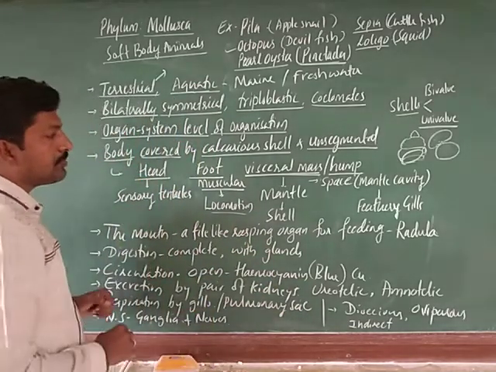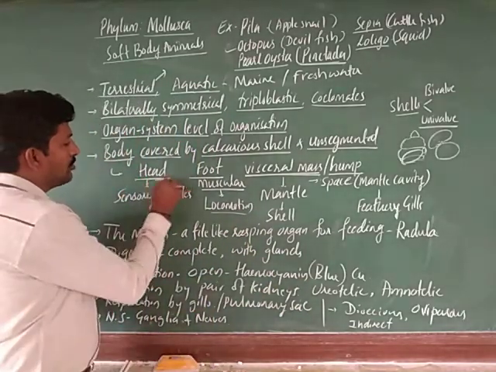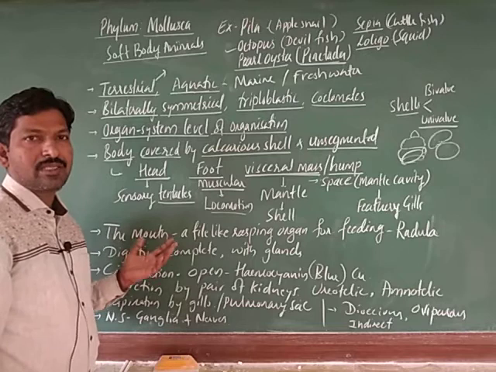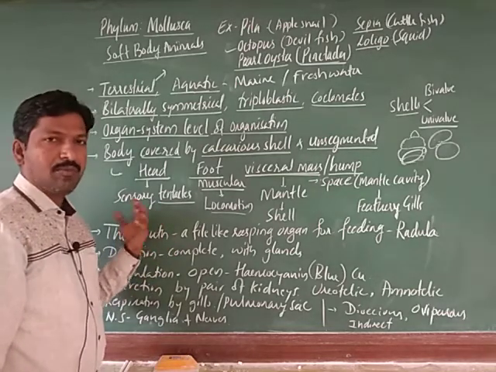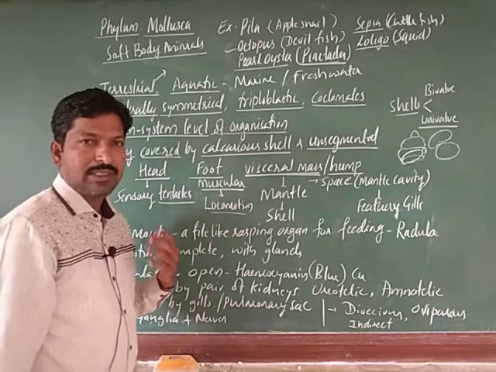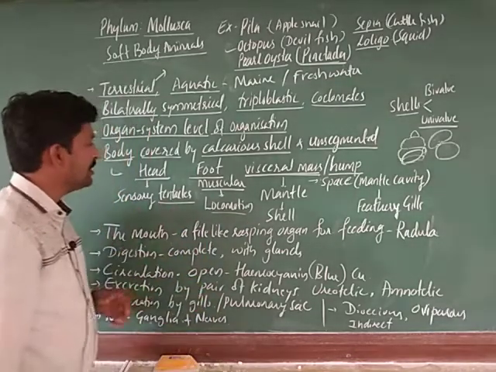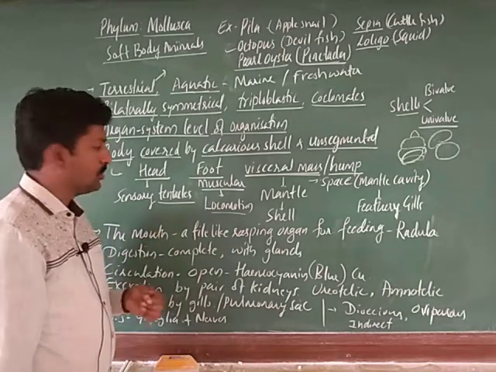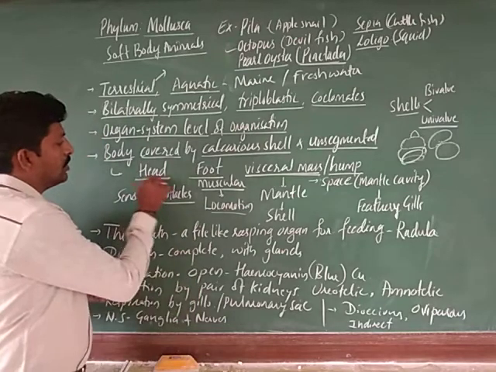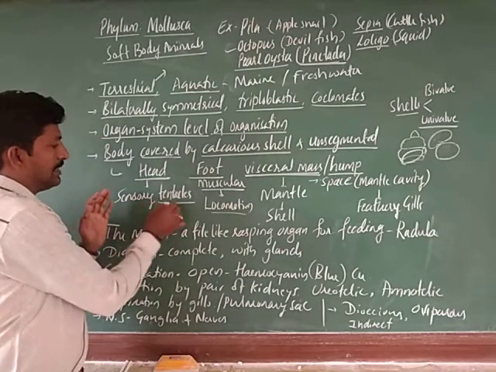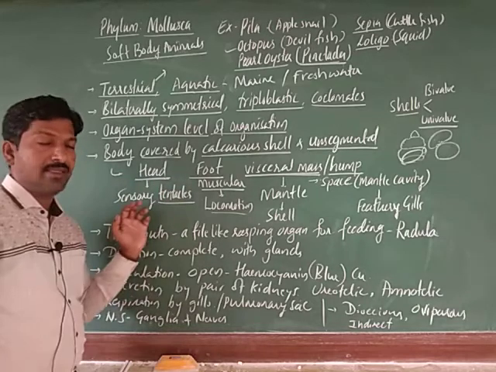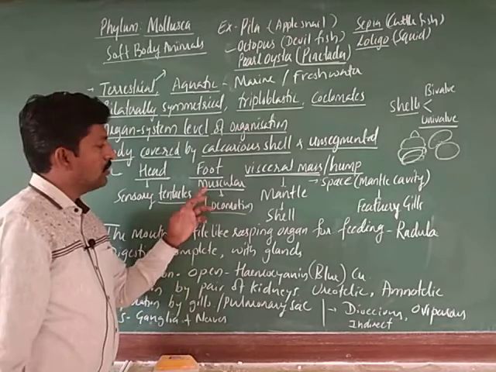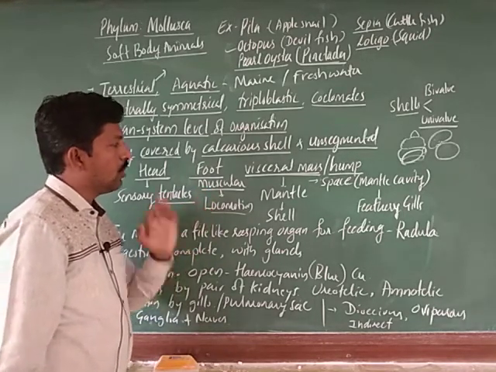The head region shows some sensory organs like tentacles, and a pair of eyes may be present. Tentacles help in many functions, like sensing the surroundings. Eyes are also developed here, sometimes on a stalk. Most of the sensory organs are present in the head region. Next, the foot, on the ventral side, helps in locomotion.